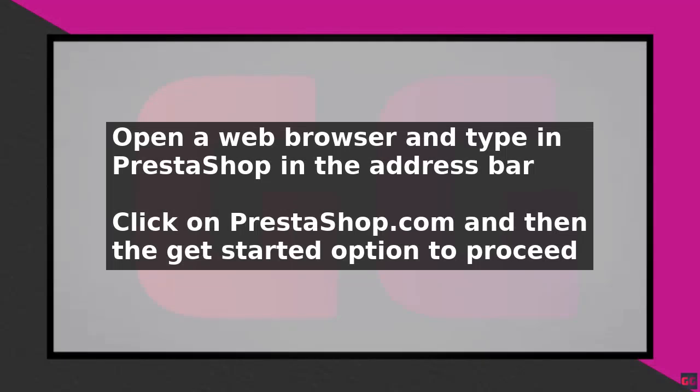To install a theme in Prestashop, start by opening a web browser and typing in Prestashop in the address bar. The first option that appears should be prestashop.com, which you can click on to proceed. From there, you will see a Get Started option, which you need to click on.